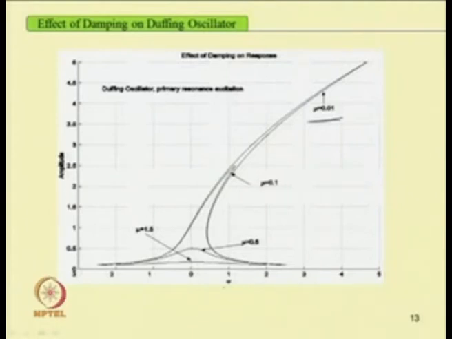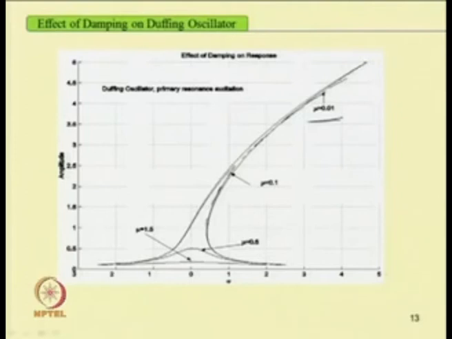So, in this case let us assume that this part of the response is unstable. Later we will verify whether it is unstable or stable, but for the time being let us assume that this part of the response is unstable.